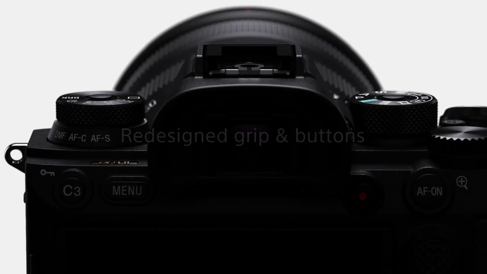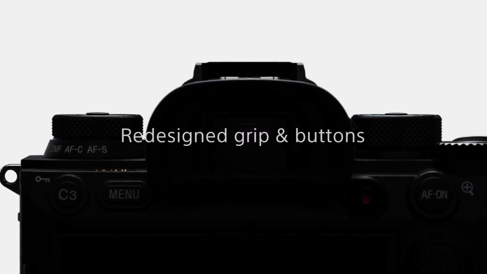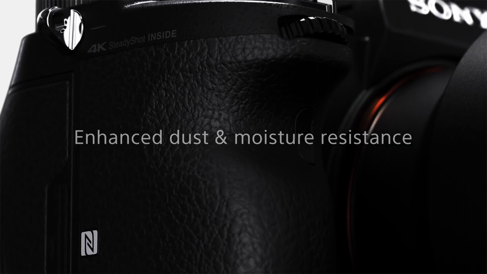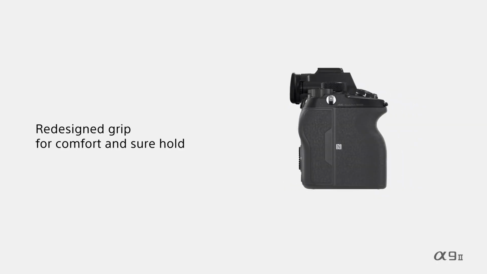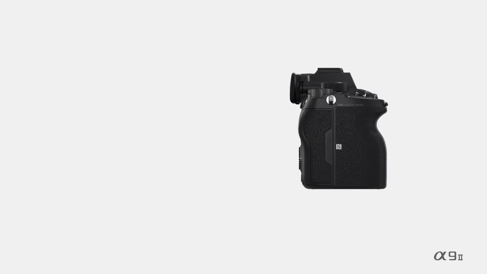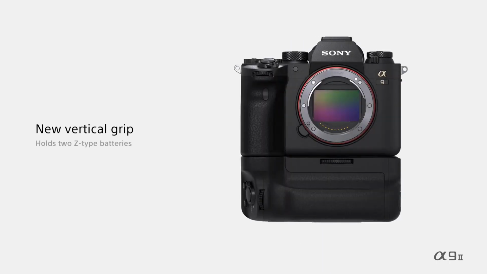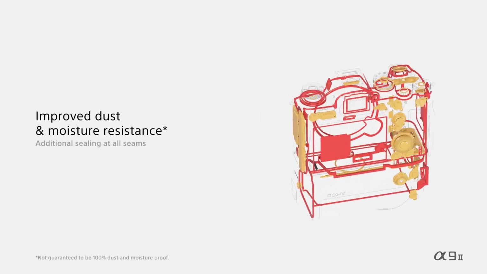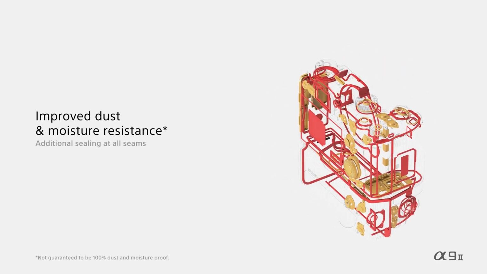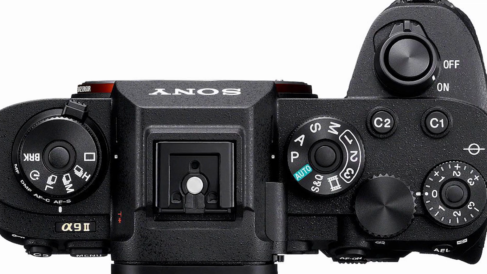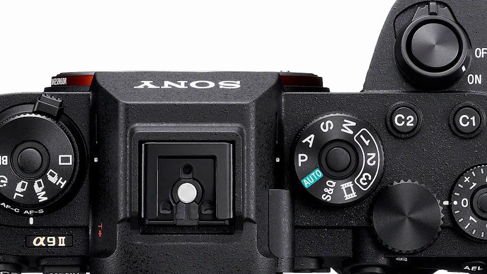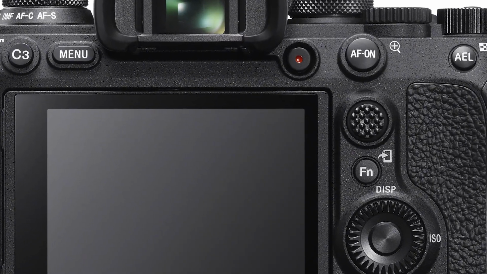When it comes to design differences between the A9 and the A9 II, the A9 II will have a bigger grip and improved weather sealing, which would bring it closer to the Sony A7R4, which is again a pretty damn good mirrorless camera from Sony. Other design differences include the rear control dial, which has been moved up to the top plate, and the AF on button and the joystick are now a bit larger compared to the ones on the A9.